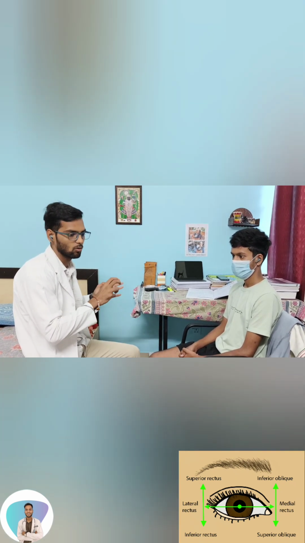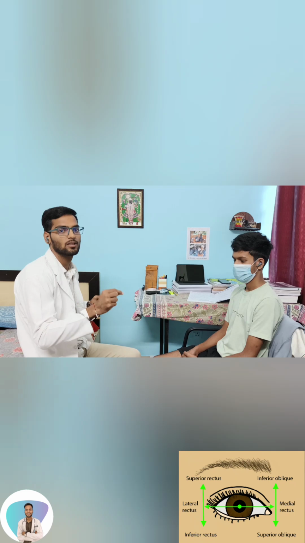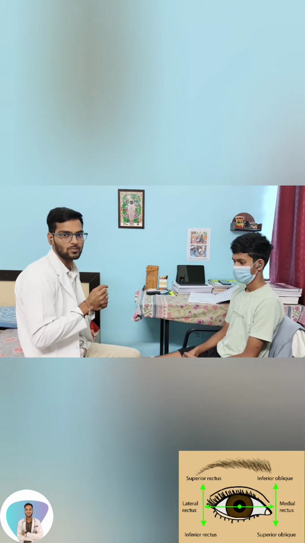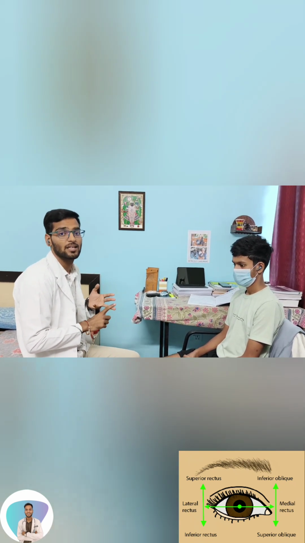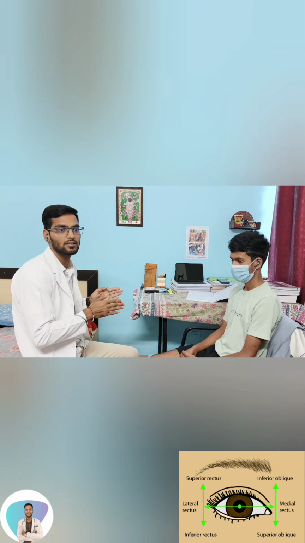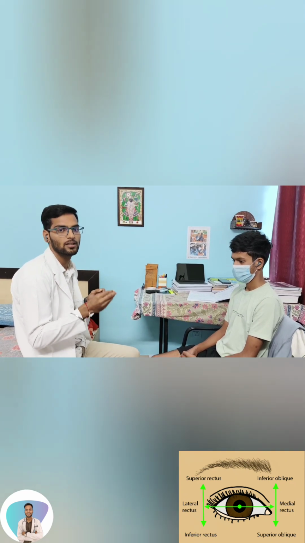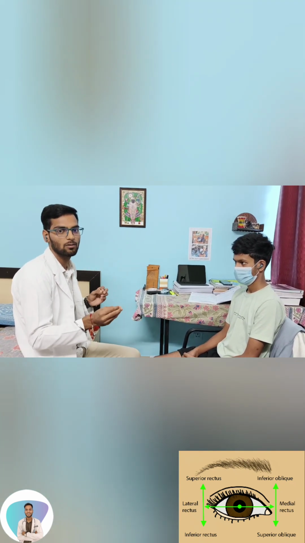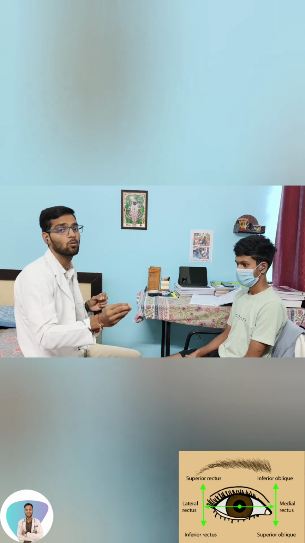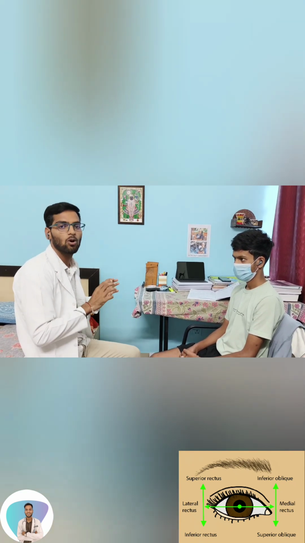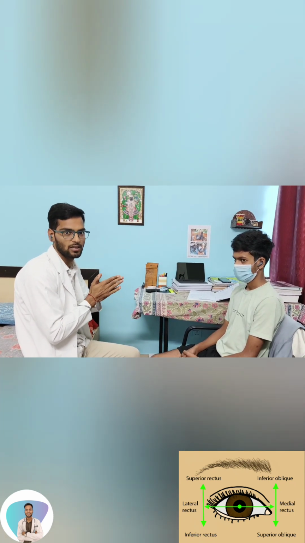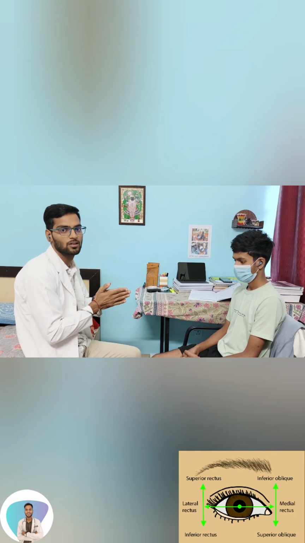All the extraocular muscles are supplied by the third cranial nerve except LR6 and SO4, that is, the lateral rectus, which is supplied by the sixth cranial nerve, and SO4, the superior oblique, which is supplied by the fourth cranial nerve. Except these, all are supplied by the third cranial nerve. So we examine the extraocular muscle functions by indicating to the patient.